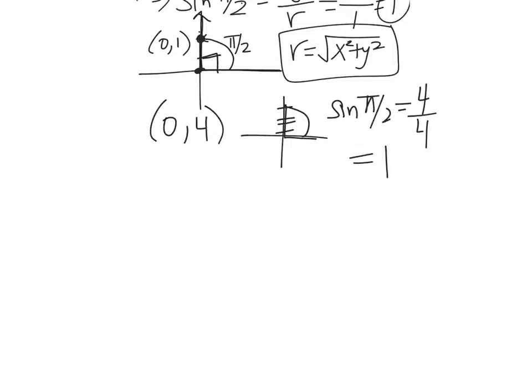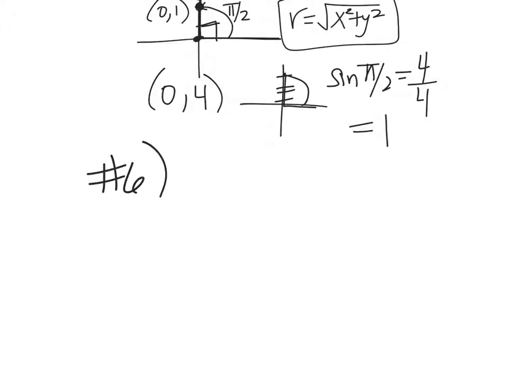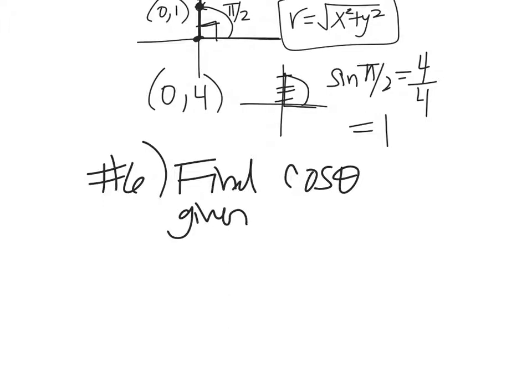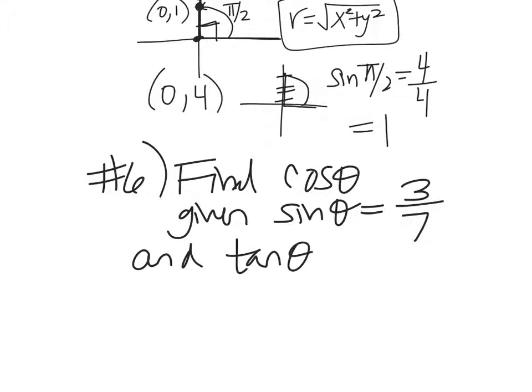All right, the other type of question that you're going to get in tonight's homework, number 6, would be to have trig ratios, okay? So let's go ahead and find the cosine of theta given that the sine of theta is equal to 3/7, and they tell us that the tangent of theta is less than 0.